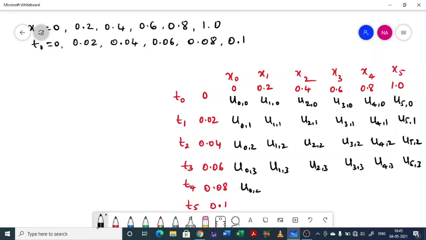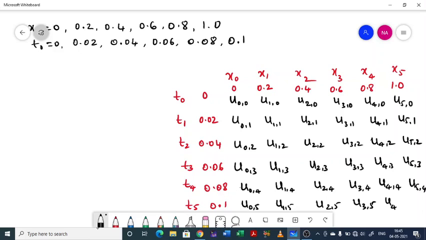u 0, 4, u 1, 4, u 2, 4, u 3, 4, u 4, 4, u 5, 4. And this one, u 0, 5, u 1, 5, u 2, 5, u 3, 5, u 4, 5, u 5, 5. So this is the informative table we need to write. So initial condition, boundary conditions, that is first you have to write. Boundary conditions.